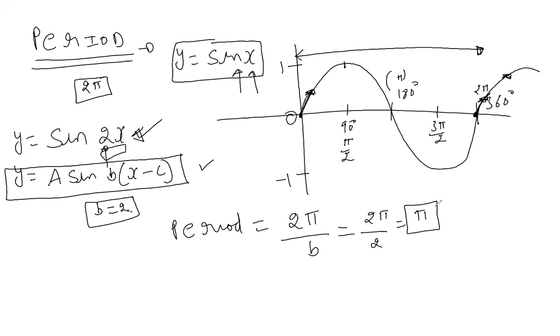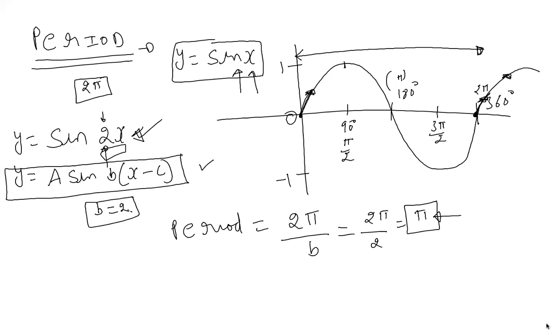So what does it mean? It means the period of this function y equal to sine 2x is pi, meaning it is going to repeat exactly after 180 degrees, like sine x is repeating after 360 degrees. But if it is sine 2x, it is going to repeat after 180 degrees. That's how you can find the period of any trigonometric function, basically sine and cosine, from this formula.